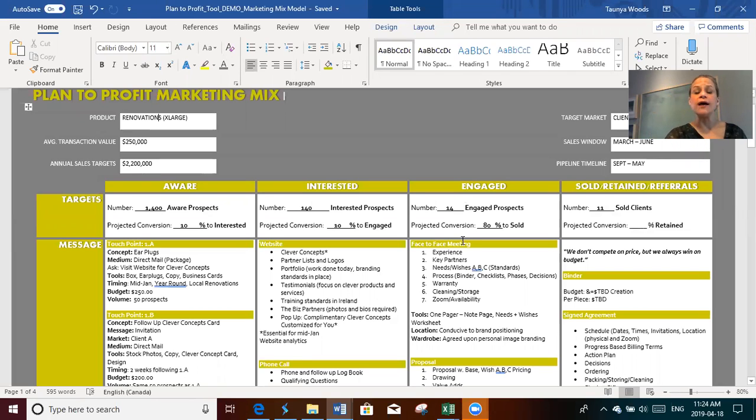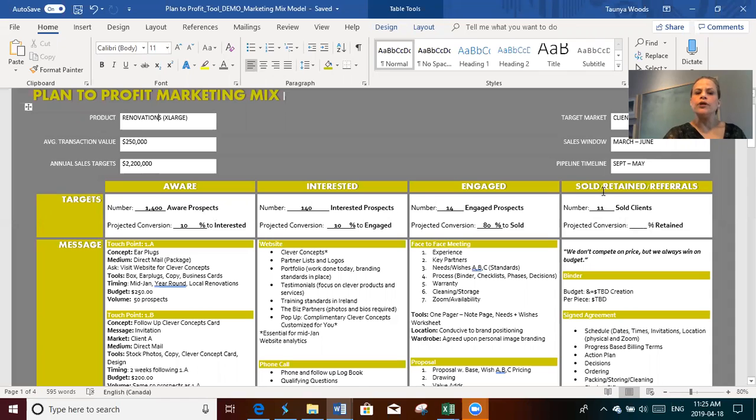So once you have them engaged, then you actually get them into sold. And then it doesn't end there. Once they're sold, you have to create raving fans out of them. And ideally, if your product or service warrants, they keep coming back to you, maybe not for extra large renovations, but maybe for smaller jobs, or they are referring people to you. And you have to have a very clear process for each one of these verticals.